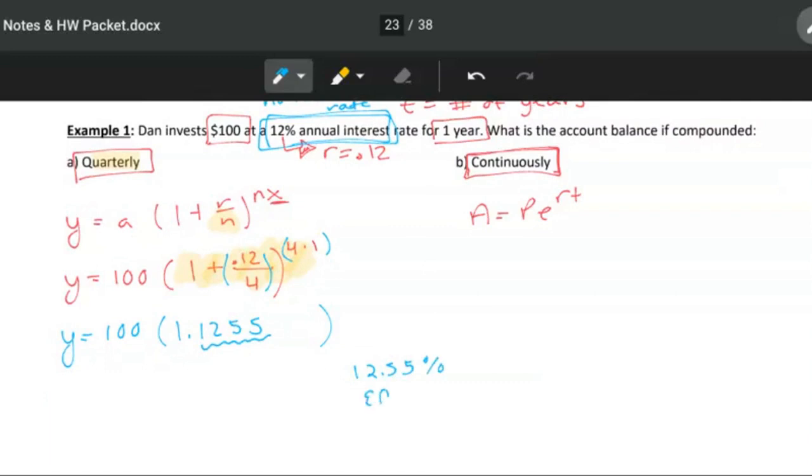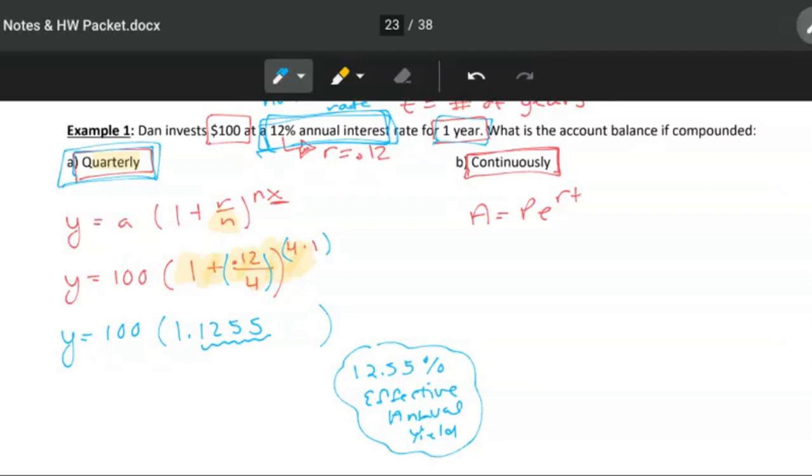That would be considered our effective annual yield. That's what you're actually getting. Again, they advertise 12% for 1 year. Really what you're getting in 1 year is 12.55%. And the reason for the extra is because the interest is compounded quarterly. If you get that interest 4 times a year, you're going to get a little bit more than 12%.